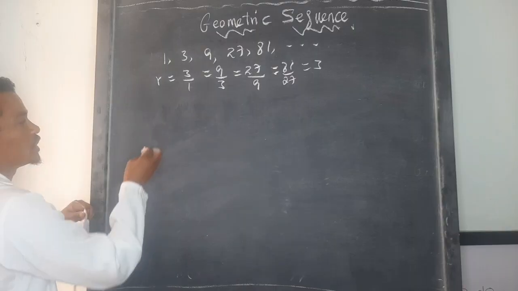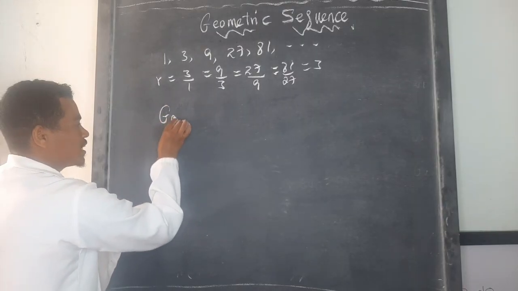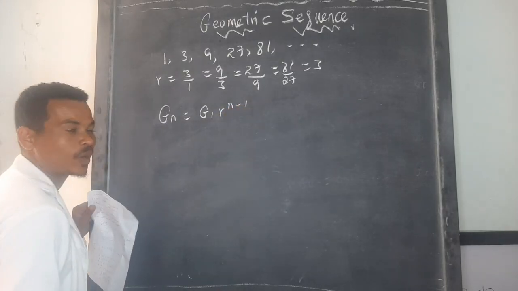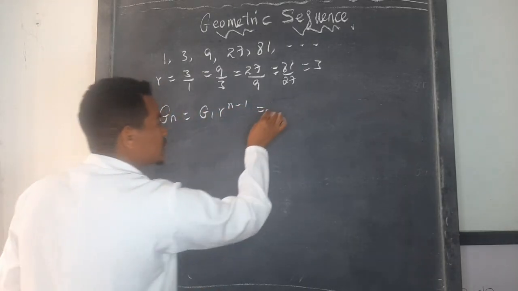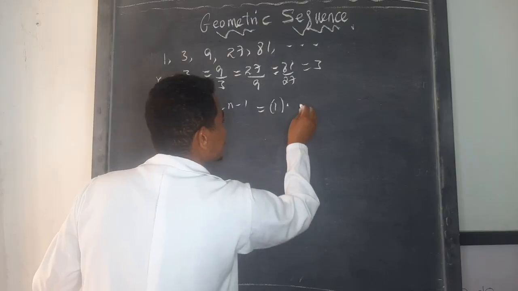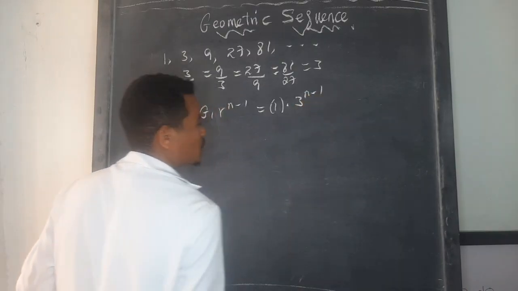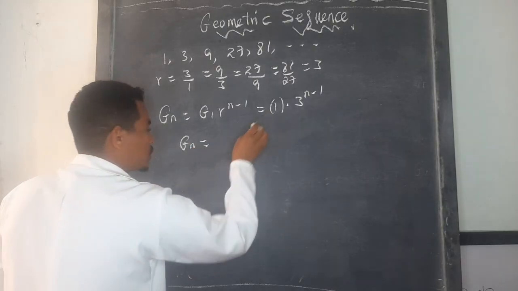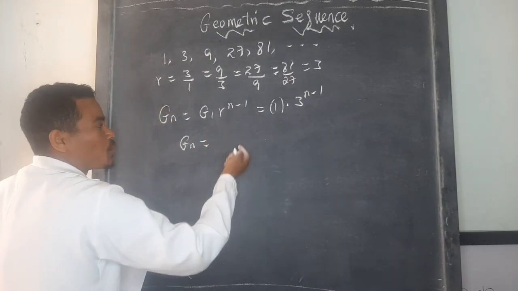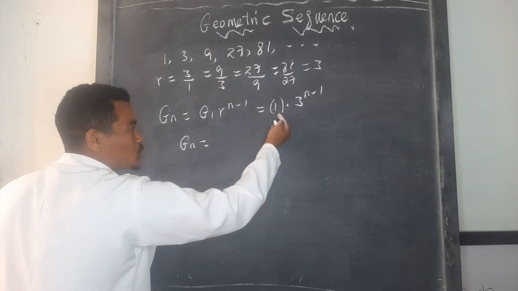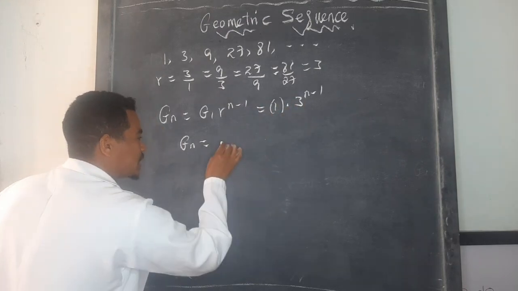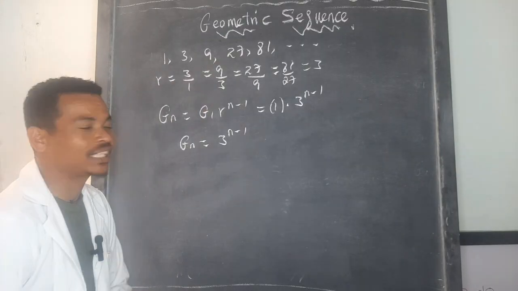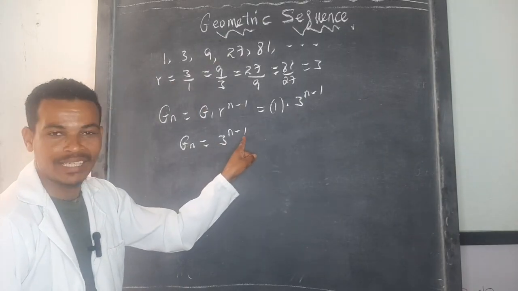So the nth term of this sequence, using the formula, is Gn equal to G1 times R to the power of n minus 1. In this case, the first term is 1, and R is 3, so it is 1 times 3 to the power of n minus 1, which is 3 to the power of n minus 1. So the nth term of this geometric sequence is 3 to the power of n minus 1.